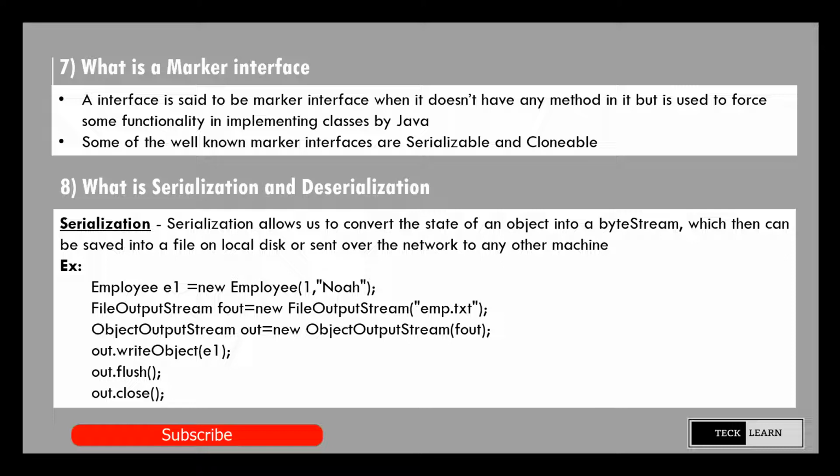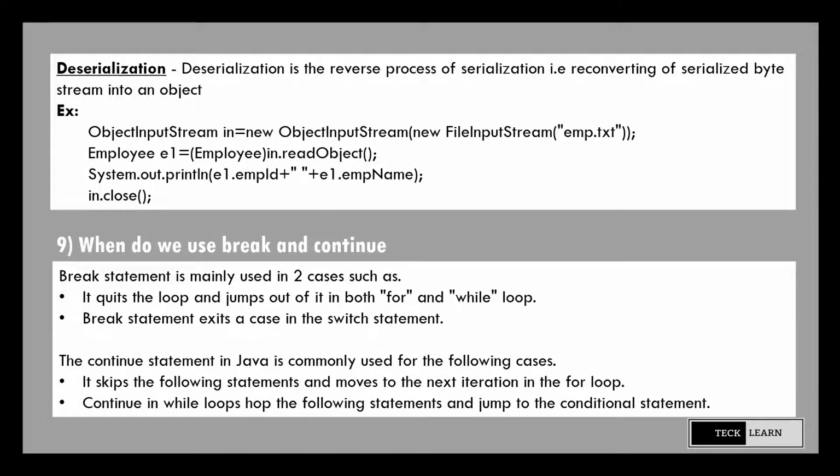8. What is serialization and deserialization? Serialization allows us to convert the state of an object into a byte stream, which then can be saved into a file on local disk or sent over the network to any other machine. An example for serialization is given below. Deserialization is the reverse process of serialization, that is, reconverting the serialized byte stream into an object. An example for deserialization is given below.